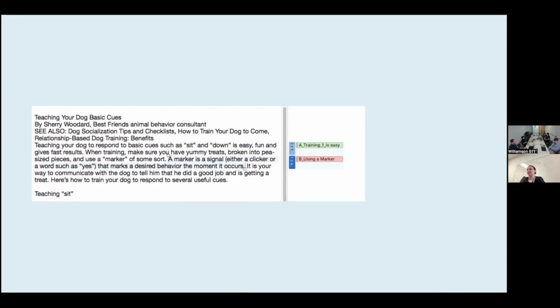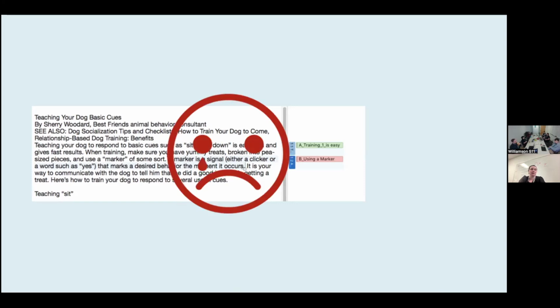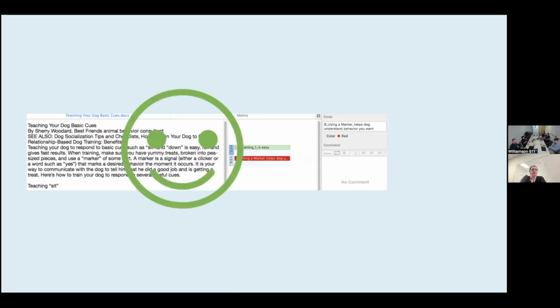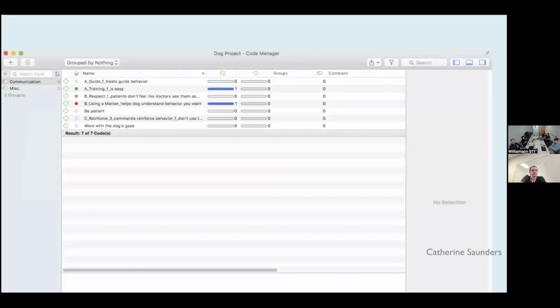Is it a complete thought? Using a marker is a sentence? Bad code. Right? You fix that by turning it into a complete thought: using a marker helps dog understand behavior. All right, and then you bring these things together.